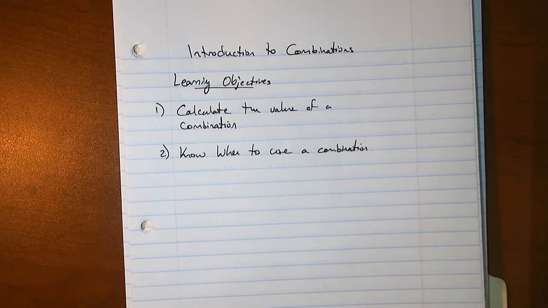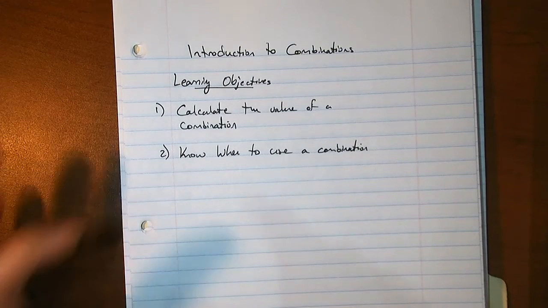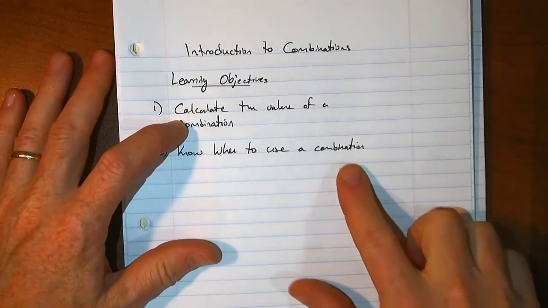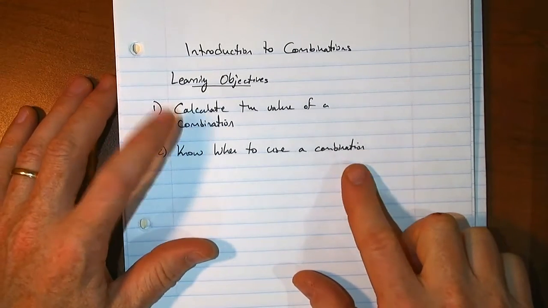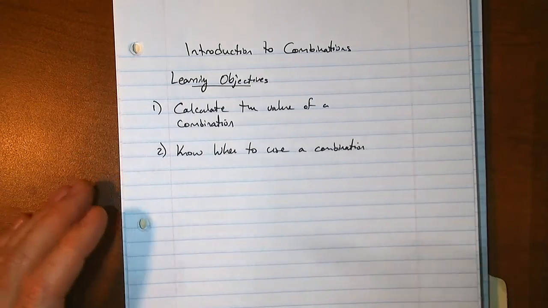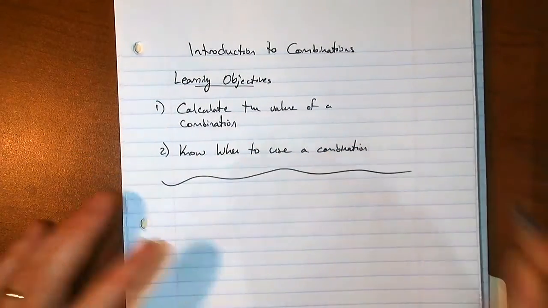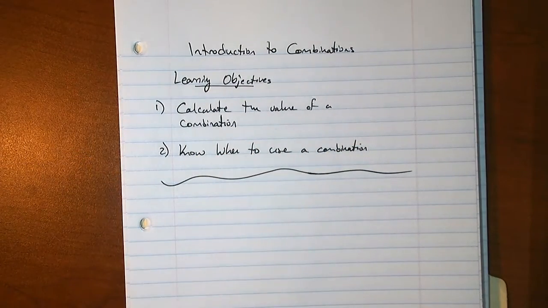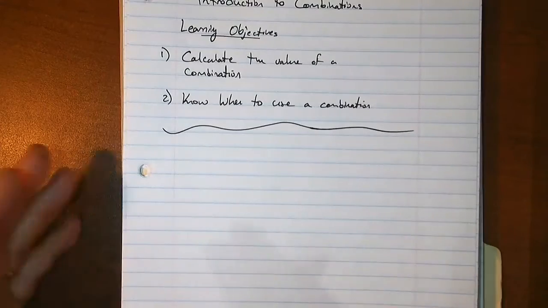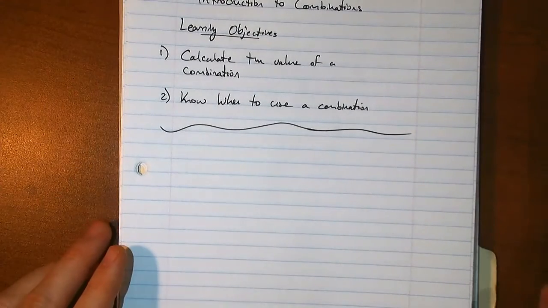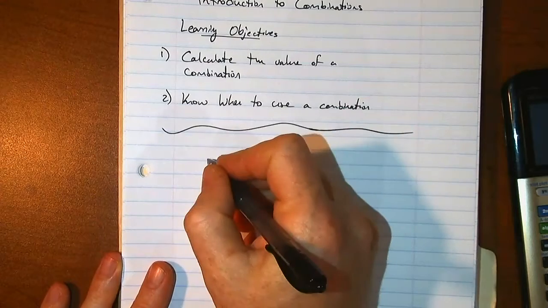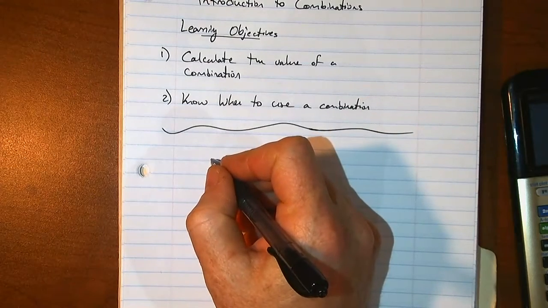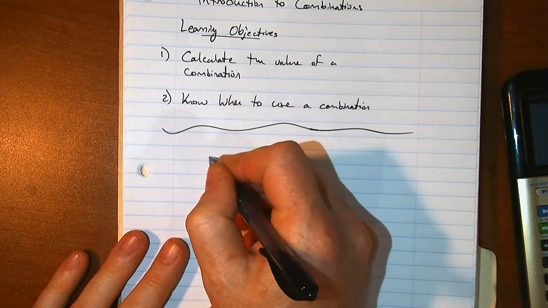Here are the learning objectives. You'll see that it's the exact same learning objectives we had in the last video, except instead of calculating and knowing when to use permutations, now we're calculating and knowing when to use combinations. I'm going to follow the same basic format as the last video, and we're going to start by talking about how to do a combination on the calculator and what they look like. Just like a permutation, there is a formula for calculating combinations, but in our class, we're just going to do it on the calculator.